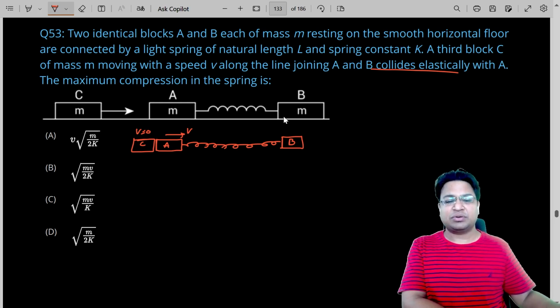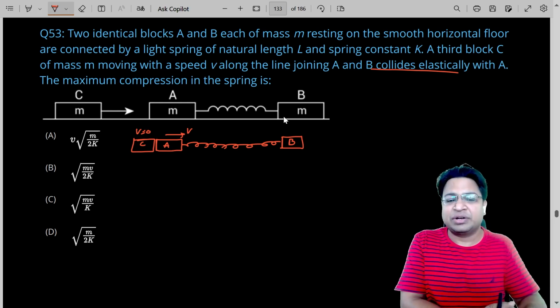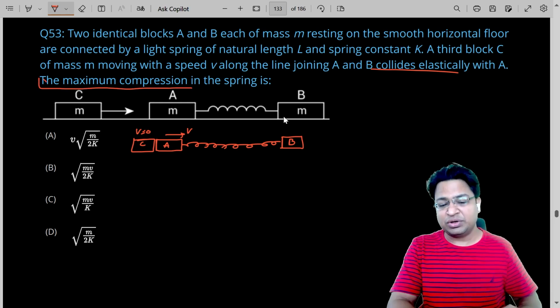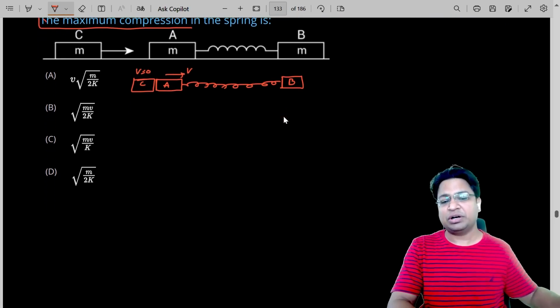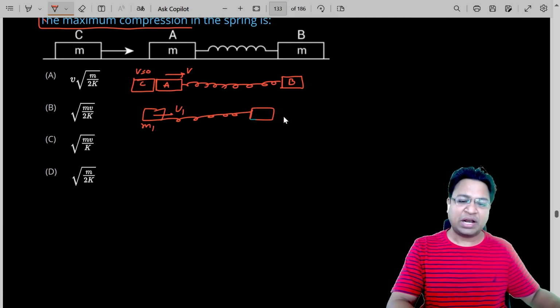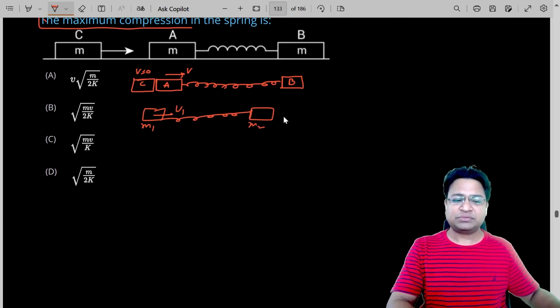Now this is the situation. Now the question is asking for the maximum compression in this spring. Now guys, there is a direct formula to calculate the maximum compression. Some of you may not be knowing it. Those of you who are not knowing it, let me tell it to you. So let's say you have two blocks, one of mass m1 moving with u1, connected with a spring, and at this very moment the other block has the speed u2.